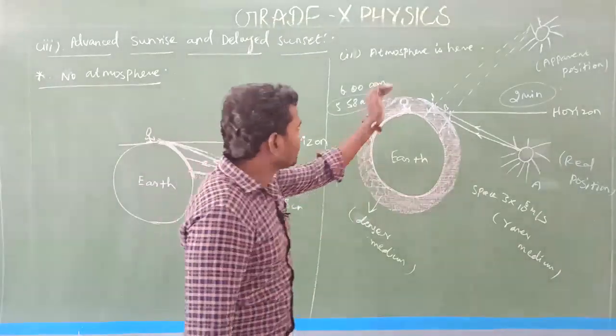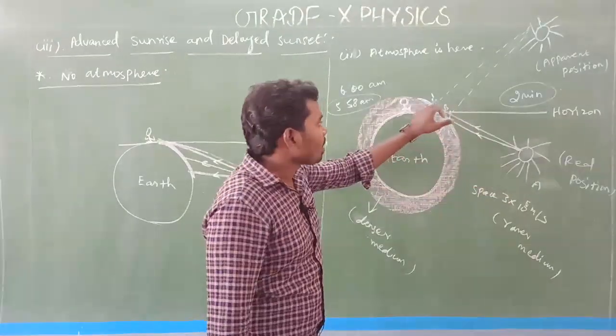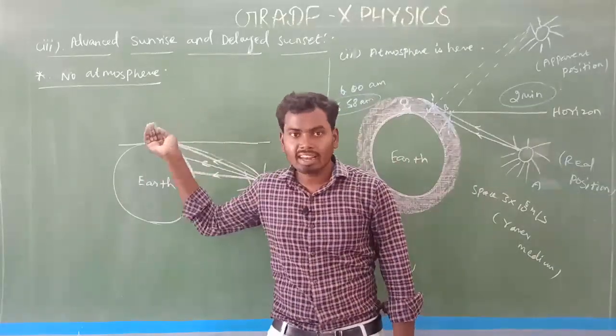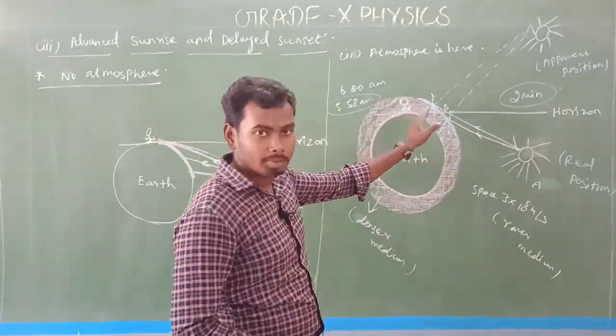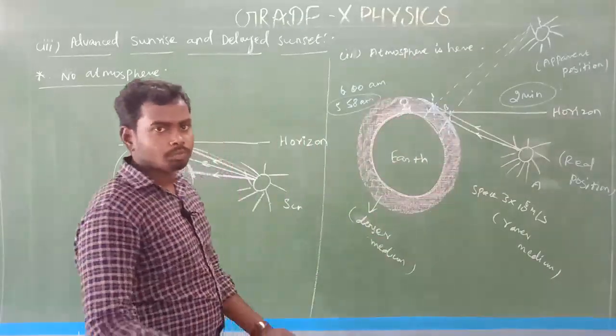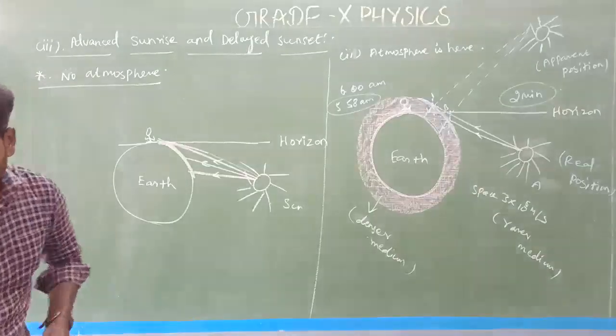But here in the second case, atmosphere is there, and the sunlight falls on the atmosphere. In the other case, sunlight falls directly on the Earth's surface. Due to the atmosphere, the sun's position appears to be somewhere over the horizon. That's all. This is for sunrise.